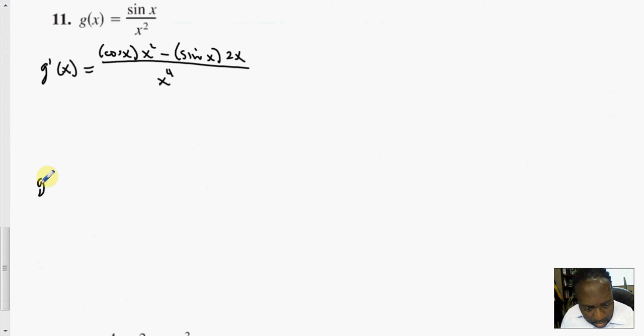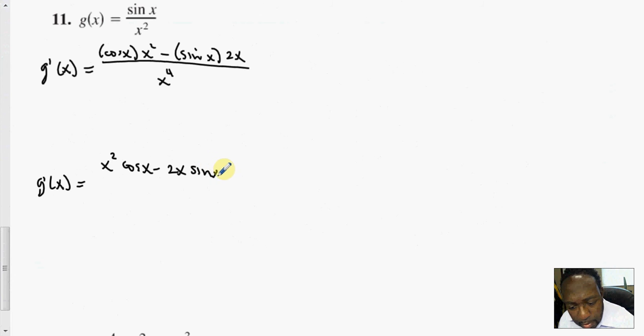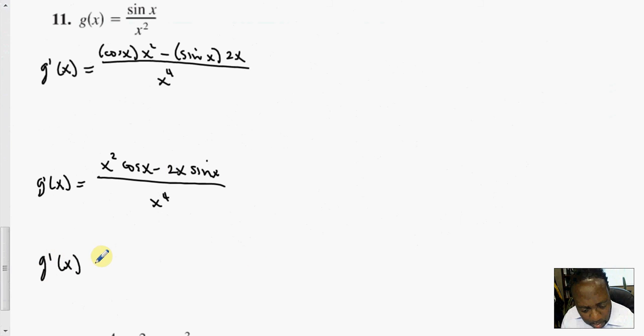Now let me write that in the correct manner. So g prime of x is equal to x squared cosine x minus 2x sine x all over x to the 4th. Now x is common in all three terms, so g prime of x is equal to x times cosine x minus 2 sine x divided by x to the 3rd.